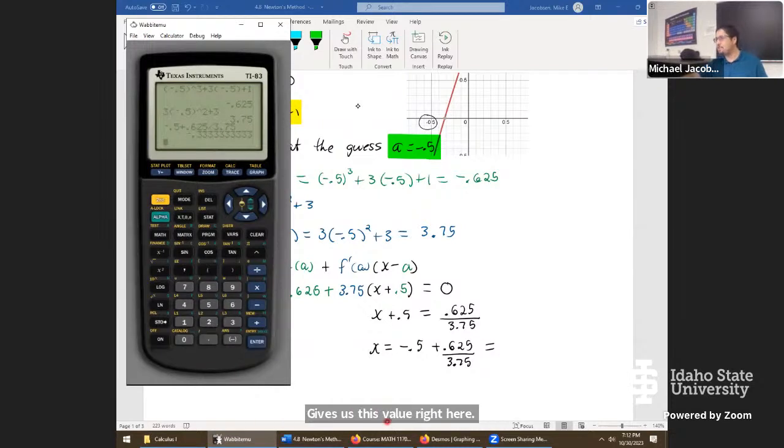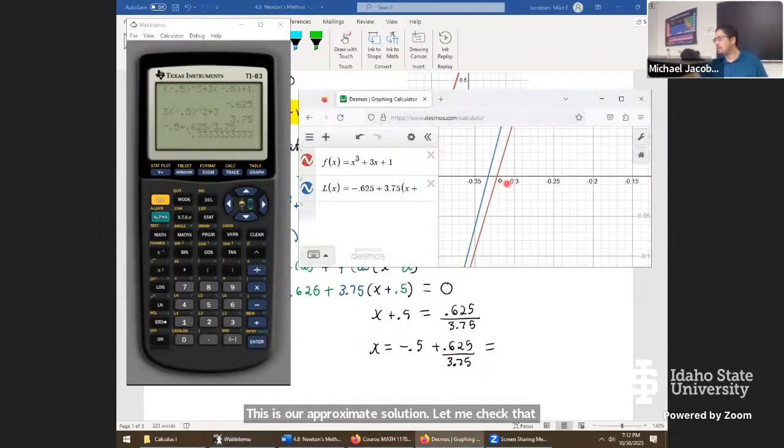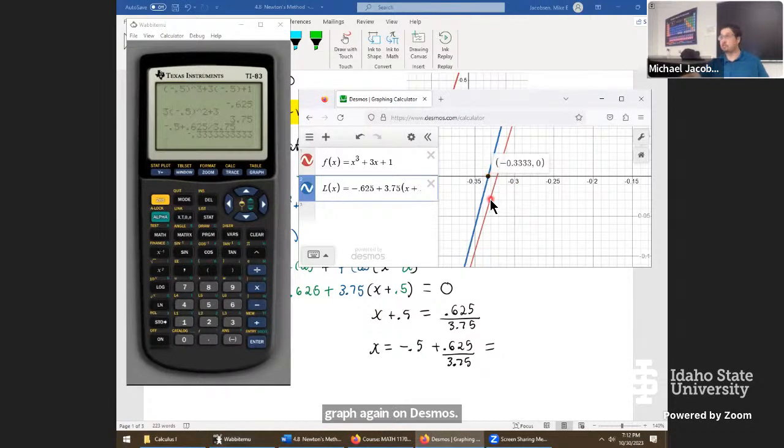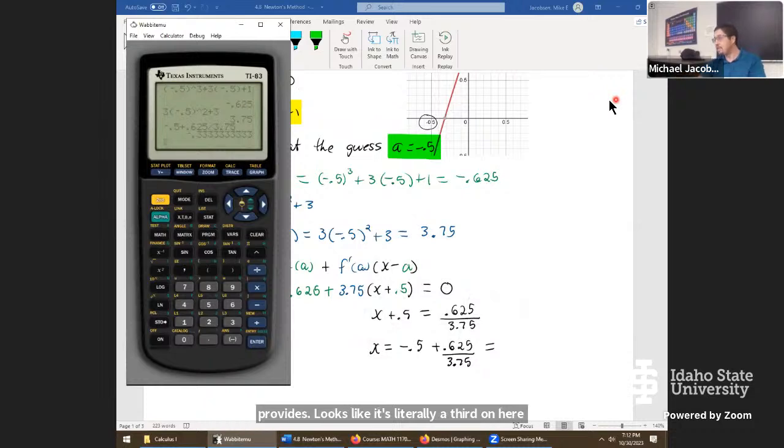Let me check that graph again on Desmos. So the blue line, oh yeah, I must have got the numbers backwards when I was looking at it. We have agreement and we have more accuracy than Desmos provides. Looks like it's literally a third on here. So I'll say equals negative a third.